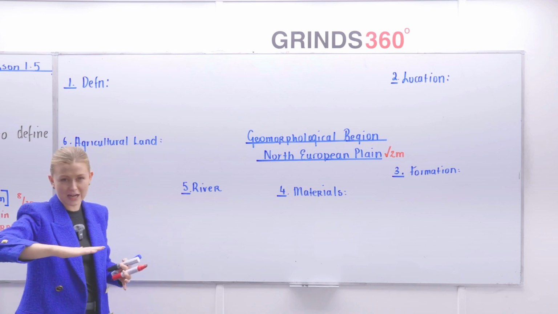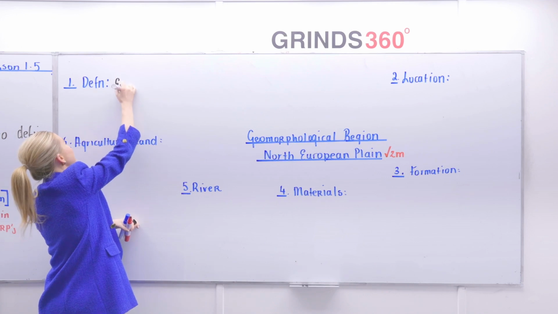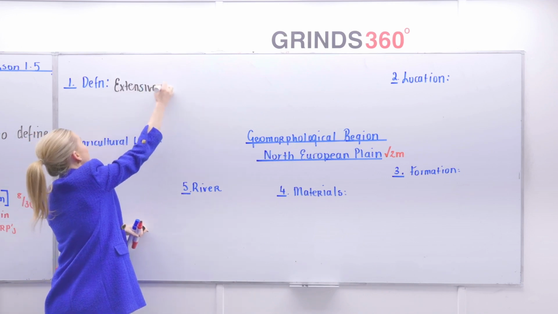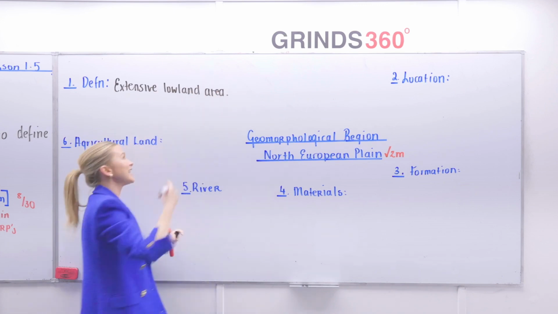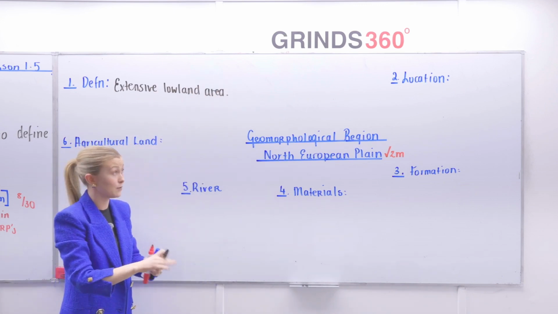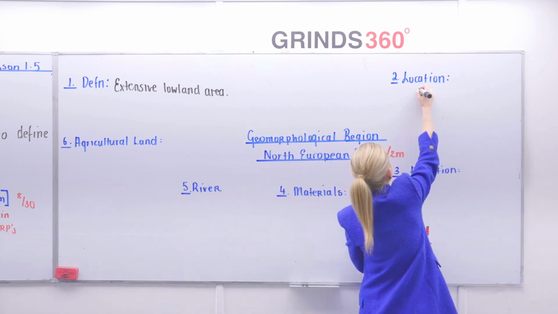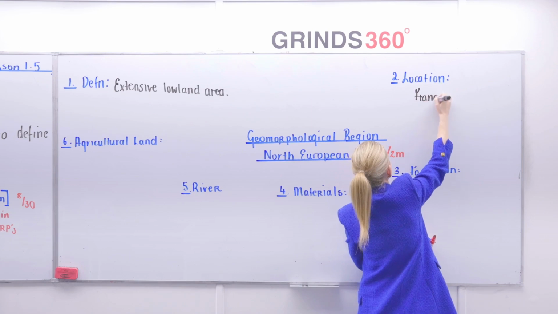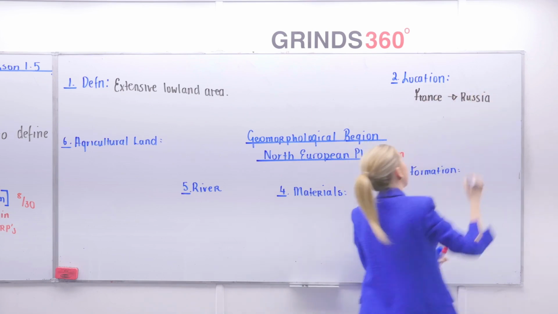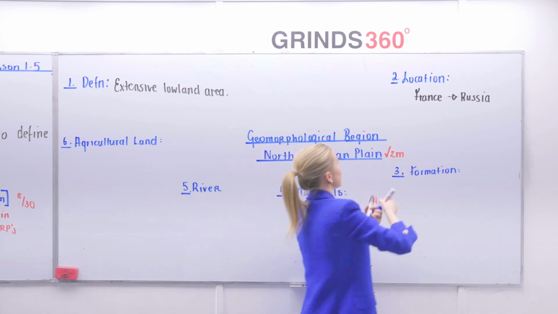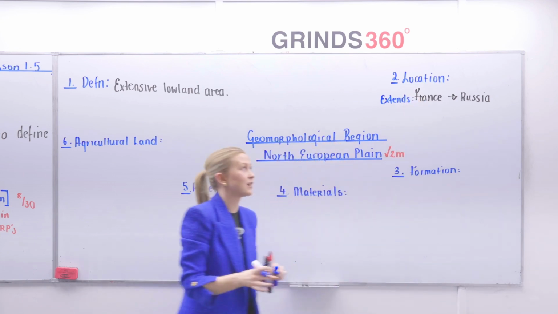Again, a plain is a flat area, and you're thinking Northern Europe. So what we're going to start off here is that the North European plain is an extensive lowland area. The North European plain is this extensive lowland area that extends from to where? Where does it extend from and to? It extends from France as far as Russia. Now again, on the previous page, you'll have a map just to give you the context of how large that is. If you want to write the word extends here, please do. So it extends from France to Russia.